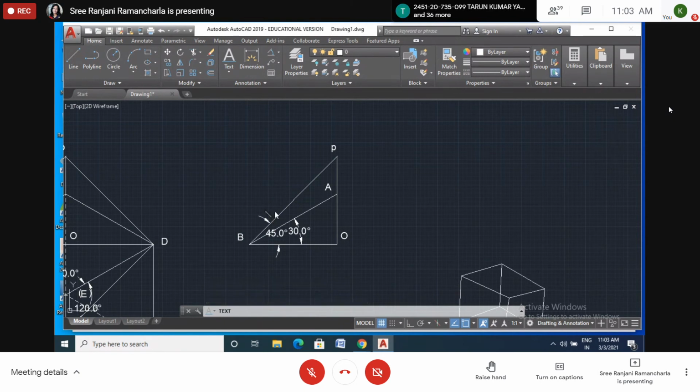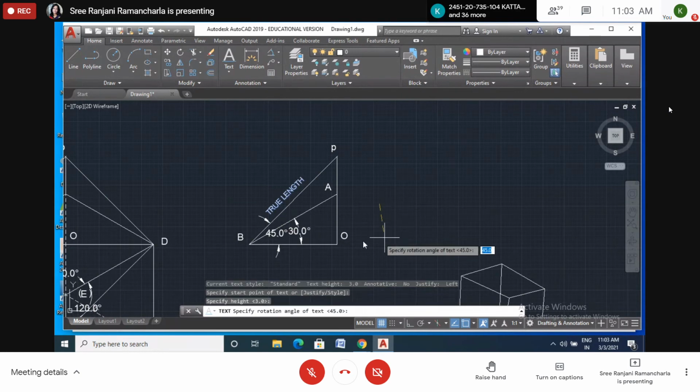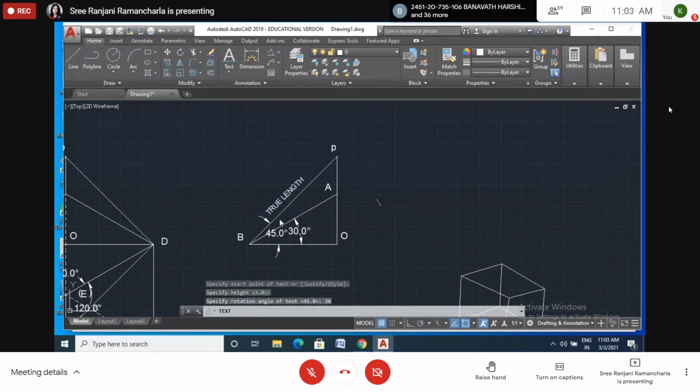Then see here, this symbol has changed. So this is a true length. I will write it here, true length. And here I want to change again. I will change the text. Enter. This one is 30 degrees, so I want to change here to 30 degrees. Enter. So this is, what is this? This one is isometric reduced length, but we have to write isometric length.